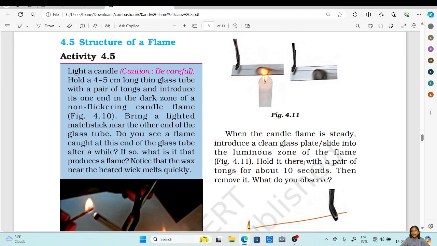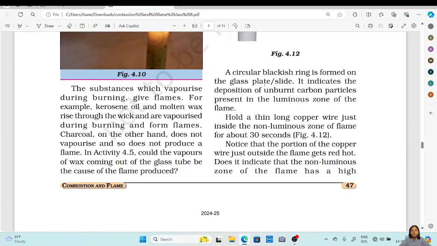So now what they are saying is just take a plain glass plate or a glass slide and place it above the candle. So basically what we'll see is a dark patch in a circular form that will be produced over there. Now what is that dark patch? A circular blackish ring is formed on the glass plate slide. It indicates the deposition of unburned carbon particles present in the luminous zone of the flame.